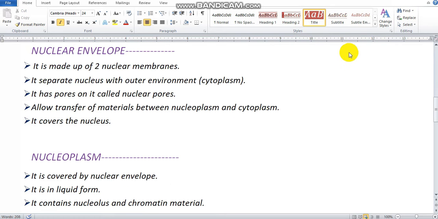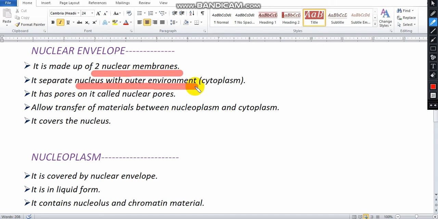So let's move forward and discuss the nuclear envelope. It is made up of two nuclear membranes. The nuclear envelope is the membrane surrounding the nucleus. Those two membranes combined are called the nuclear envelope, and it separates the nucleus from the outer environment. As this is a membrane, its function is to prevent outer things from getting inside and inner things from exiting outside. What is the outer environment? Nothing but the cytoplasm present in the cell, which is fluid.